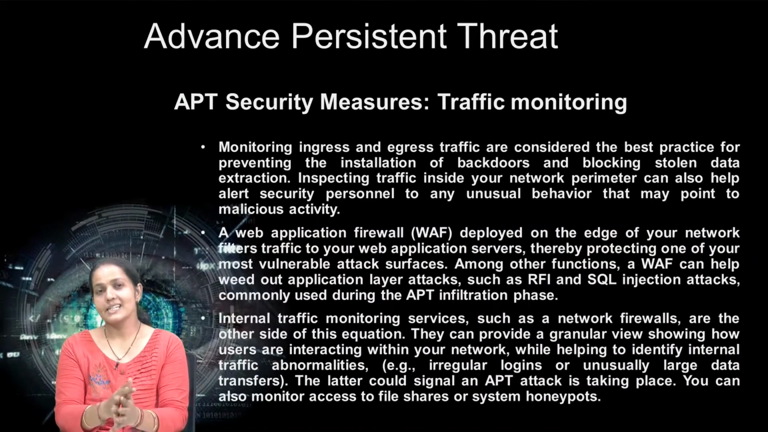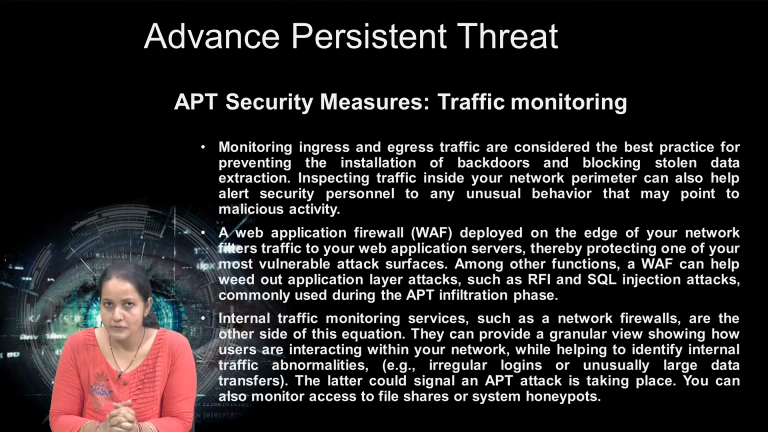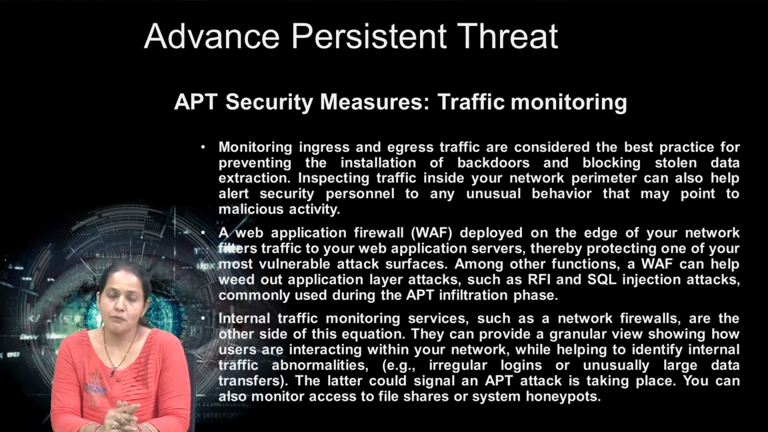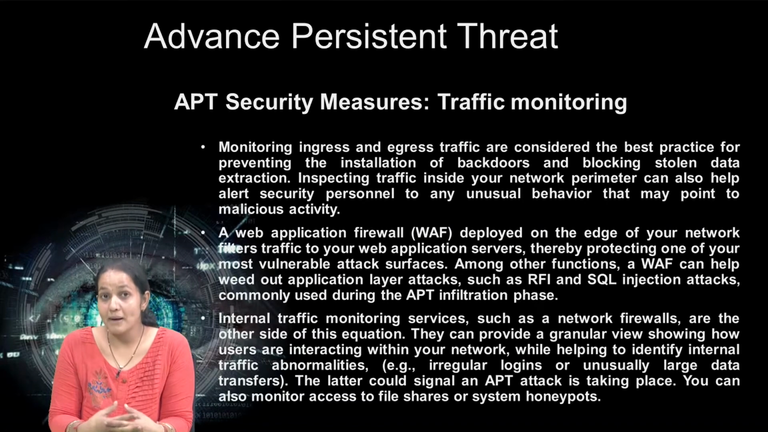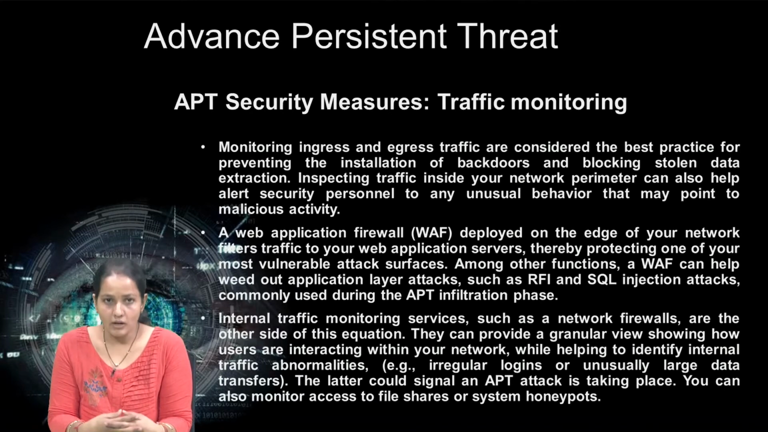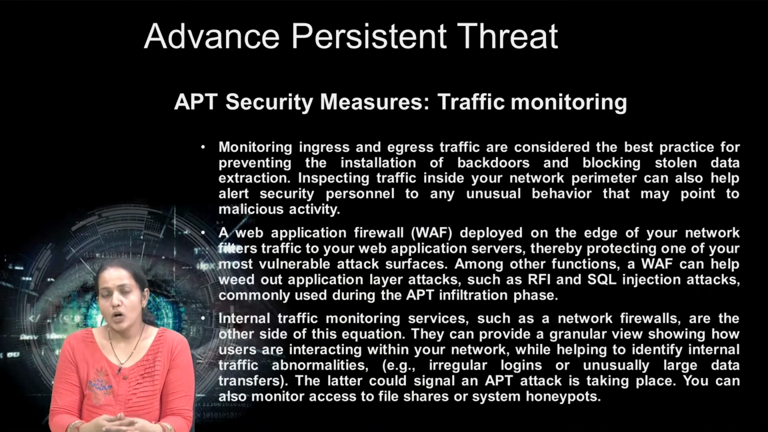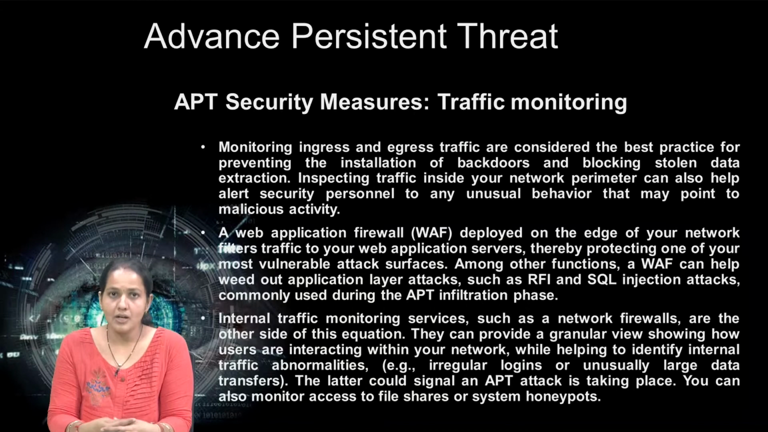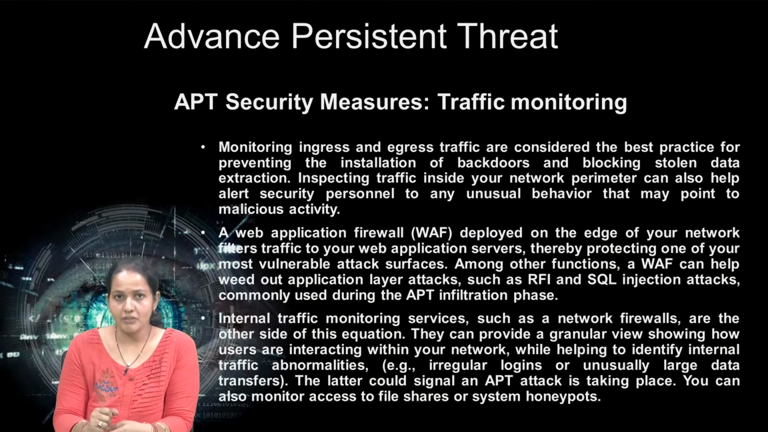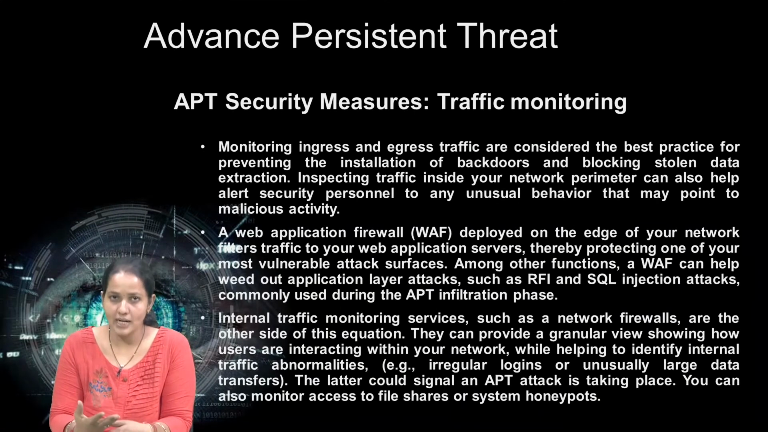So let us discuss the different APT security measures. First, traffic monitoring. Monitoring ingress and egress traffic is considered a best practice for preventing the installation of backdoors and blocking stolen data extraction. So the first measure is traffic monitoring. The organization needs to establish traffic monitoring on the network to detect unusual traffic from outsiders or unauthorized accessors.